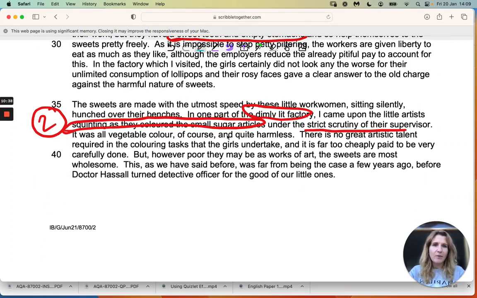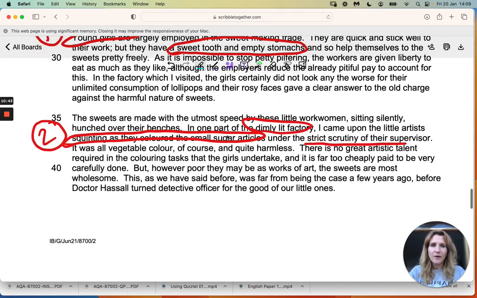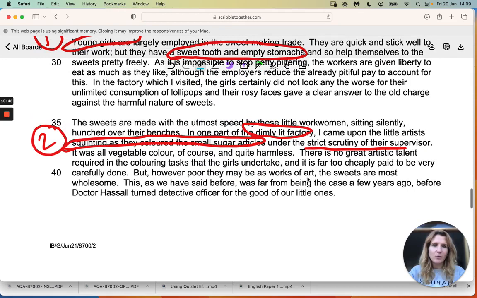Remember in this one, we read all about the girls working really hard at the end of in the factories. However poor they may be as work of arts, the sweets are most wholesome. This one changes because the last one ends on chaos. And this one ends with the word wholesome, which means healthy. This, as we've said before, was far from being the case a few years ago before Dr. Hassel turned detective officer for the good of our little ones. So sweets as a health food is how this ends. Okay, so again, if you can see the differences there, you get your marks. Highlight the way the writer is portraying the sweets, and you get your marks.